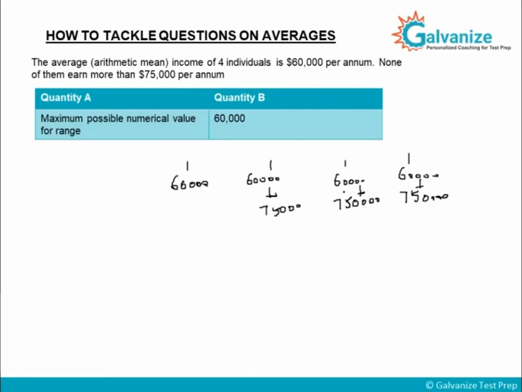Since I've increased the total by 45,000 here, I need to somehow balance it. It's like a seesaw. When you increase one quantity, to maintain the balance you need to decrease the other quantity. That is how the mean operates. So I'm going to decrease this by 45,000. What happens when I decrease it by 45,000? I end up with 15,000 here. So this first one is 15,000 and the rest are 75,000.